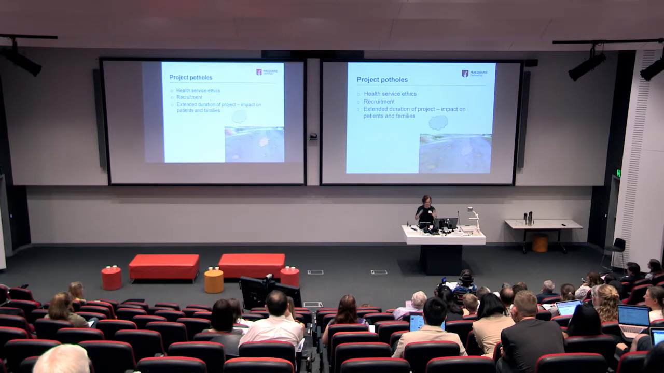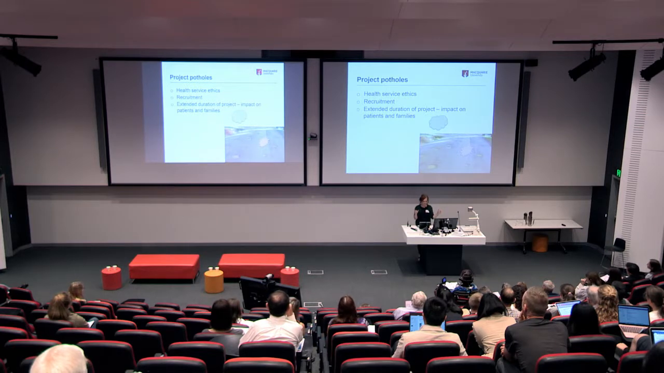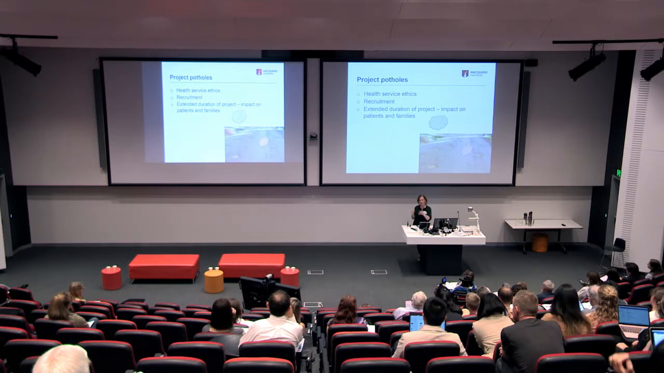So once ethics delayed my 12-month timeline, that took about 6 months, I then had time for recruitment. And that took a lot longer than I anticipated as well. So I just had to find different ways of recruiting. I couldn't get people living with MND in the situation where I first thought I was going to recruit from. So I then had to think, okay, how else do I do this?